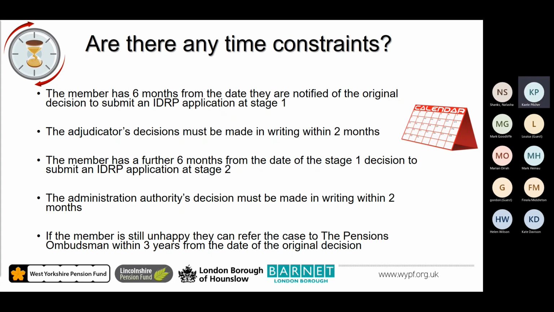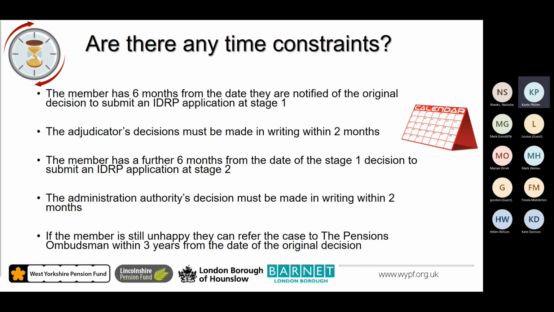The member has a further 6 months from the date of the stage 1 decision, so whenever that comes out, to submit an IDRP application at stage 2. So this goes to the administering authority, and their decision must be in writing within 2 months, or if they can't make a decision because they're still waiting for certain information, they have to explain that to the member and tell them when they expect to be in a position to make a decision. So whichever case, stage 1 or stage 2, the member should hear within 2 months.